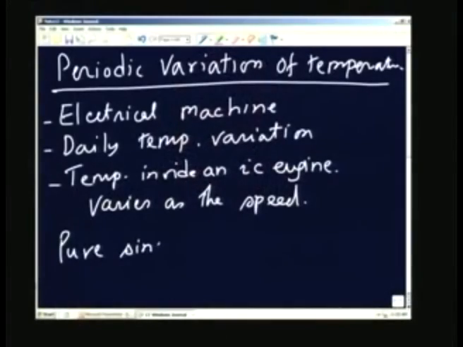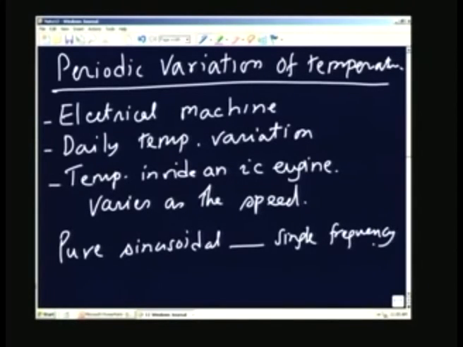So, if it is a pure wave, pure sinusoidal, it is characterized by a single frequency. If it is a more complex wave which has a shape, it will have multiple frequencies.